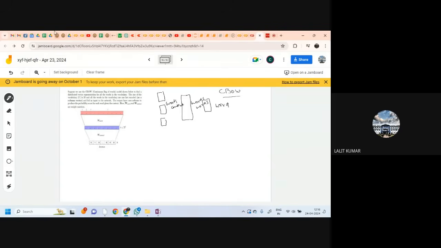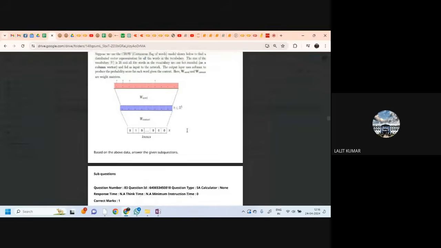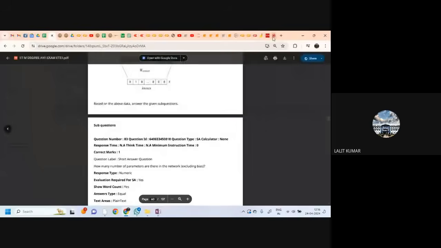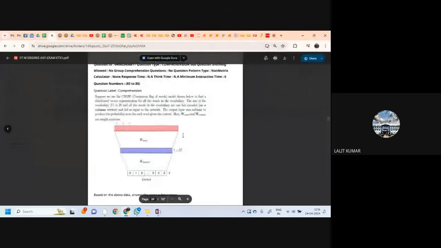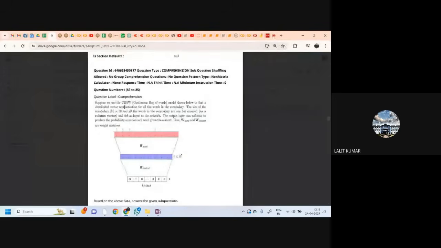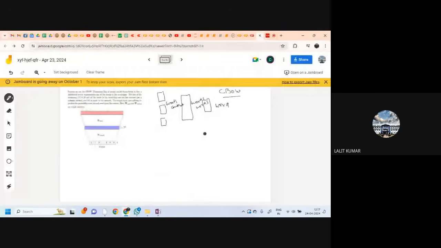Okay, so now let's see the questions. Based on this, there was the dimension. How many parameters are there in the network, excluding bias? The vocabulary size is 20, so one word will be represented with size 20.